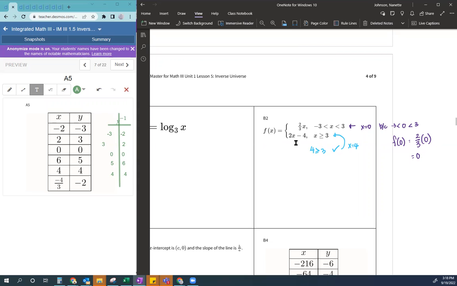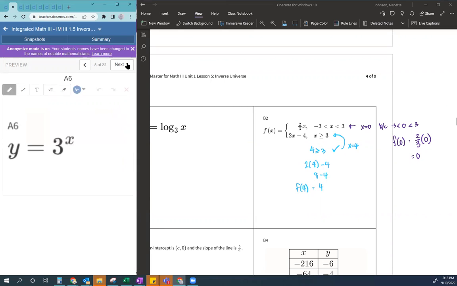So I get 2 times 4 minus 4, which is 8 minus 4, which is just 4. So I get f of 4 is 4. So wow, I got 2 points that match, right? These two. And then you actually see that they do match, right? So B2 belongs to A5. Okay, B2 belongs to A5.